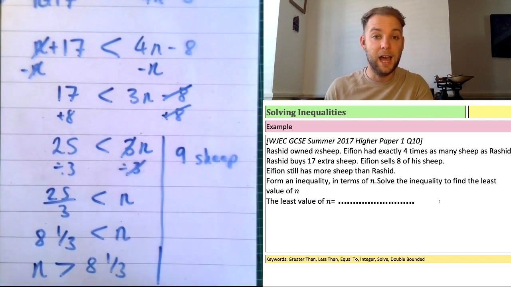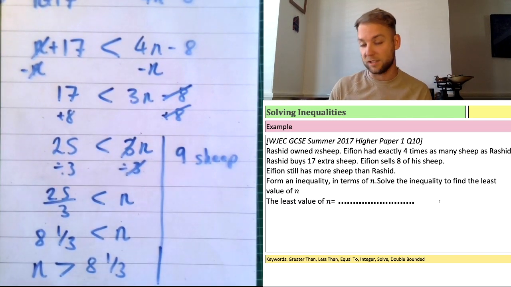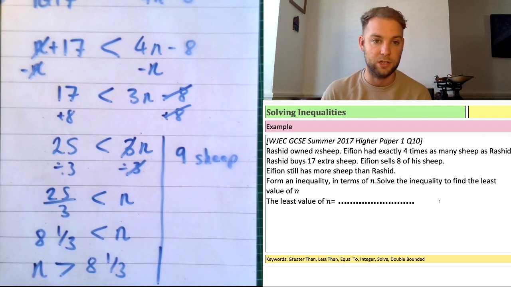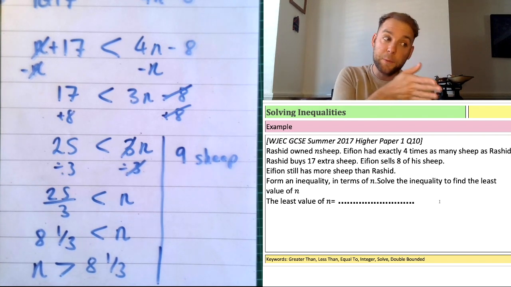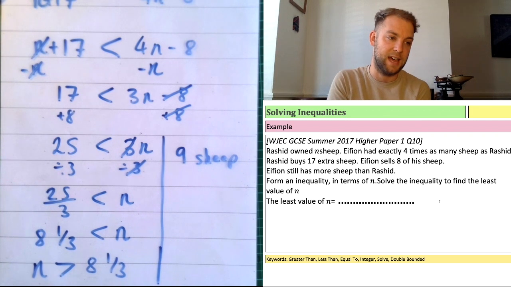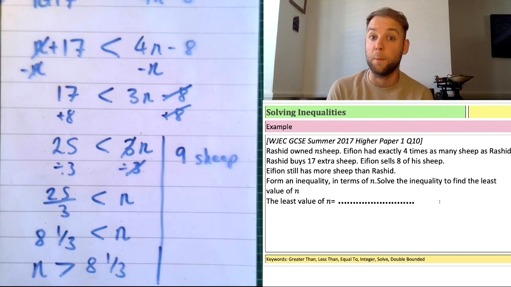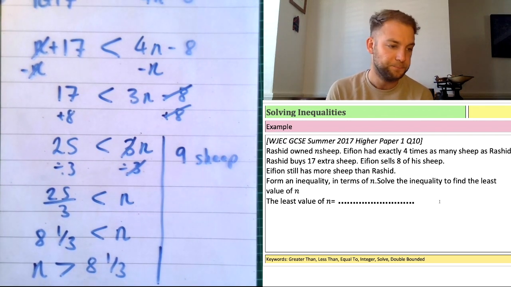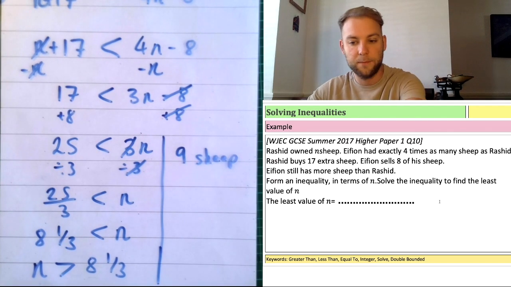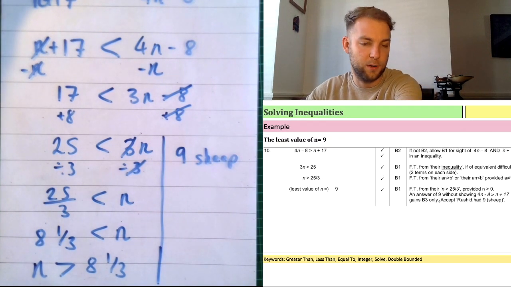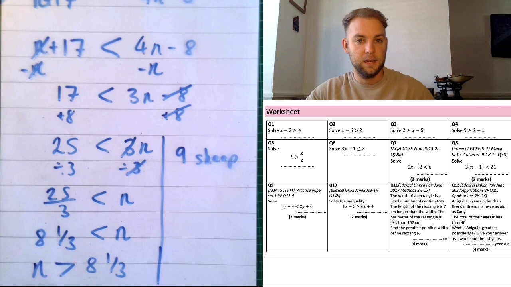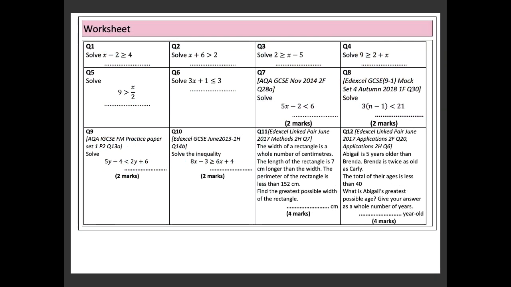It's hard, that. It's a tricky question. There's loads going on. I'm going to suggest that you get that one in your notes because it is tricky. It's a problem-solving question. It actually came up in the higher paper, question 10. But there's no reason why something like that couldn't come up in the foundation as well towards the end. Let's just check that answer. 9 sheep. Brilliant.